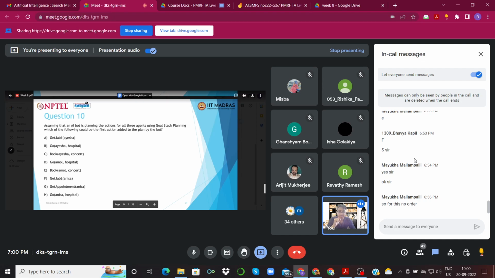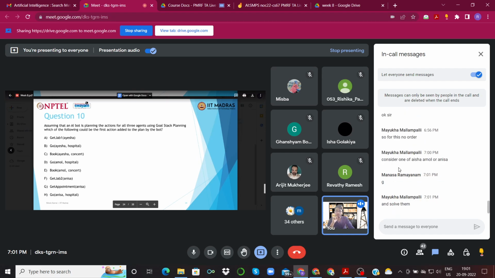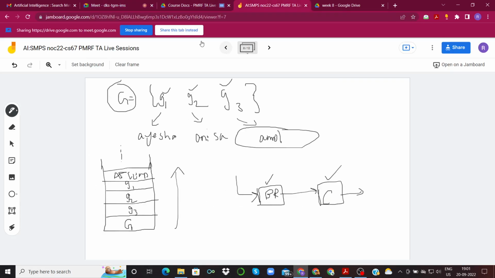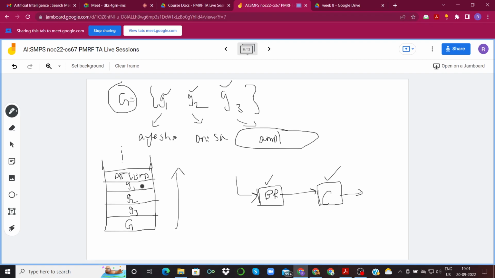Anyone wants to try? Okay, let's try and see what was the first action that could be taken. Yeah, so Mayuka, you gave a right answer. So consider one of Aisha, Amol, or Anisa. In goal stack planning, just like we saw, we could address it in any particular order. Maybe Aisha comes first, or Anisa comes first, or Amol comes first. So we have to take into consideration all of these.